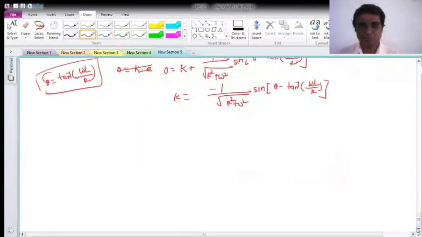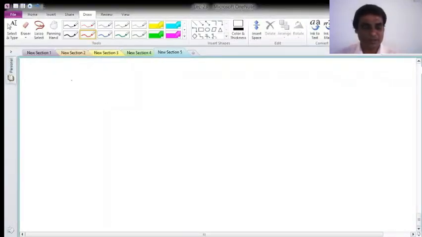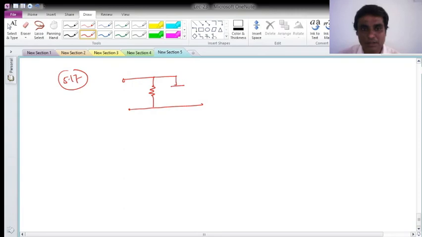Now next is 5.17. We'll skip 5.16 because it is again the same. 5.17 is like this. R, C and L are in parallel. To this, I of t is given, and this is 1/4 ohm, 1 farad is the capacitor, and this is 1/3 Henry, the inductor.